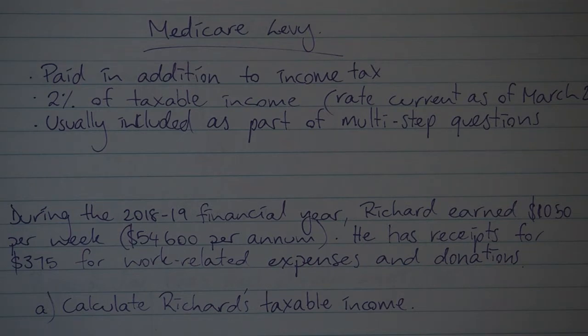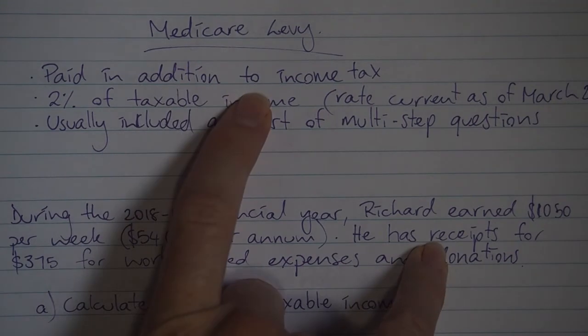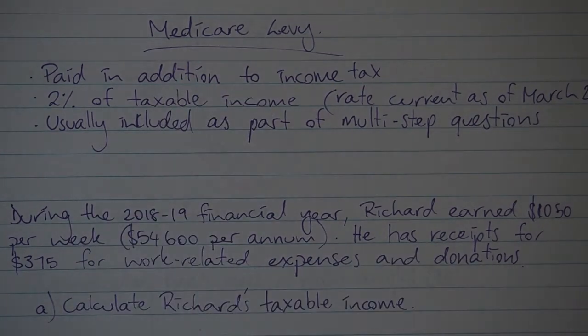Now, in terms of where you find Medicare Levy in maths questions, it's usually included as part of multi-step questions. So you'll usually see Medicare Levy attached to questions where you need to work out a person's taxable income and their tax payable using a tax table. It's really important to understand that the Medicare Levy is paid in addition to income tax. The tax tables are used to work out how much income tax is payable for the worker, and the Medicare Levy is then paid on top of that. So it's a separate calculation.